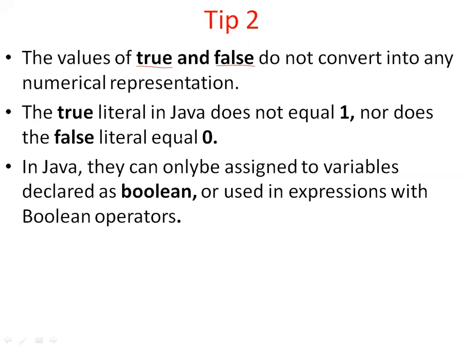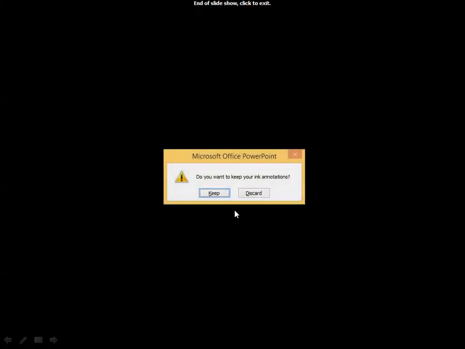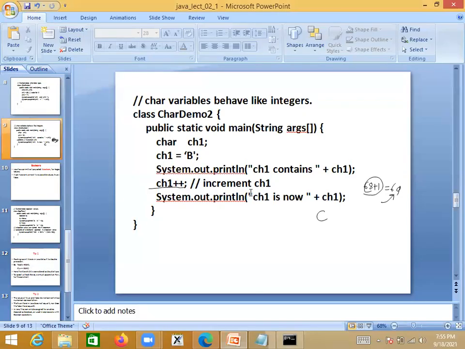So in Java, they can only be assigned to variables declared as boolean. If you want to assign the word true or the word false, then you must declare a variable of boolean type. Or you can use them in expressions with boolean operators like A greater than B, such kind of expressions we can use. There, the result is either true or false in Java. So we'll stop here. This is the story about the primitive types.